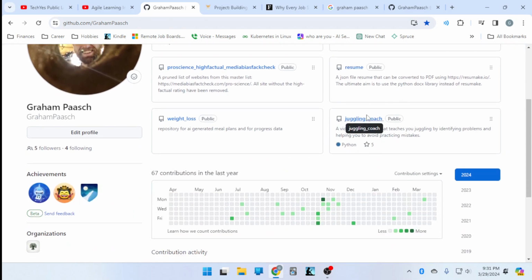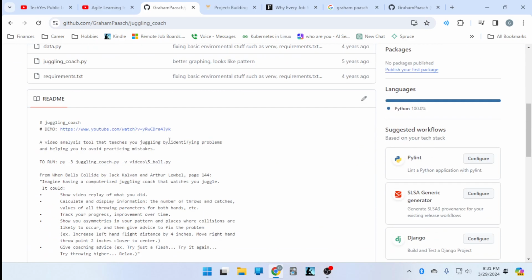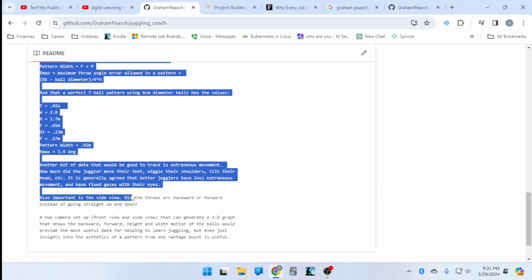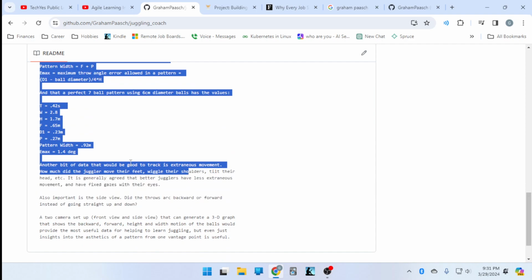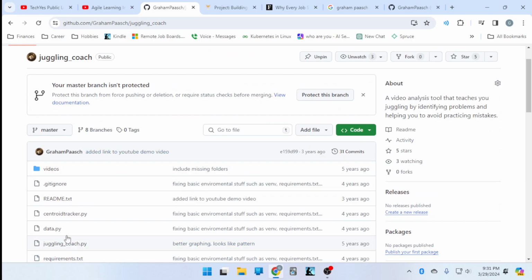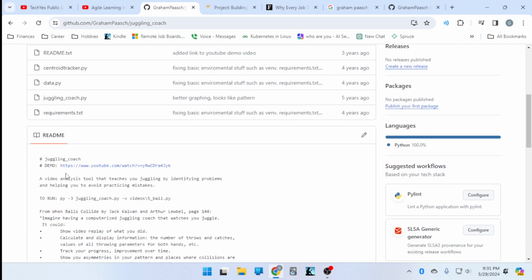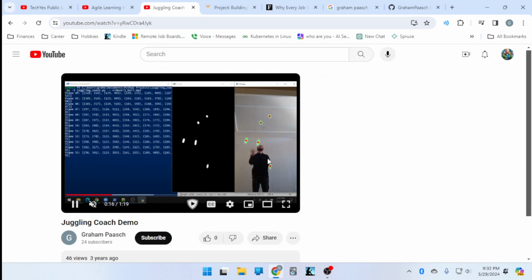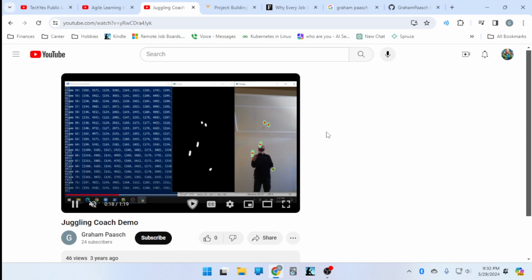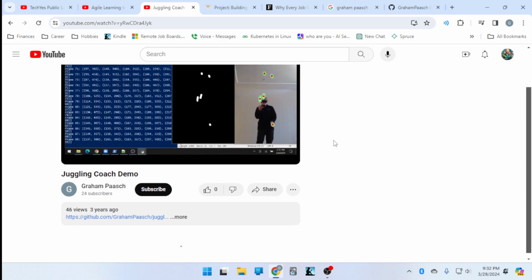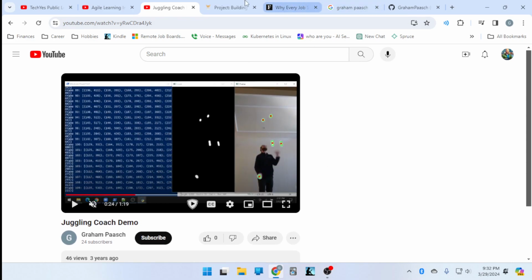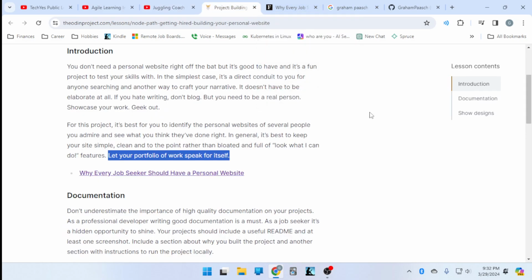So I have Juggling Coach. It's good. It gets the data. It has the numbers. It has the math from a book I've read. So it works. It grabs the numbers. You just have to have a very specific background. You have to have glow balls, and then I don't know what to use the data for, because I'm not a data scientist. So I've got my hat thrown in the ring. That would be on my personal website for sure.